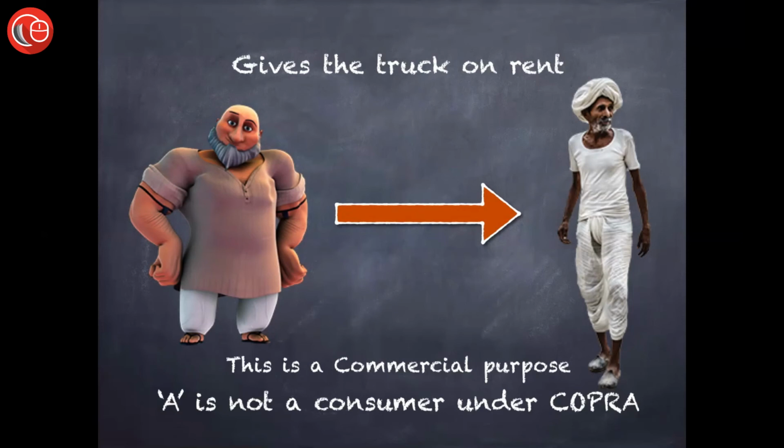So whenever, keeping in mind the Consumer Protection Act, a person tries to exploit or gain from the commercial value of a particular good, that will be counted under commercial purpose. And at that very moment, this person A, who earlier was a consumer, from the time he gave this truck on rent to somebody else and decided to make a commercial benefit out of his own good, will now not be counted as a consumer under the COPRA, and this will be counted as a commercial purpose.